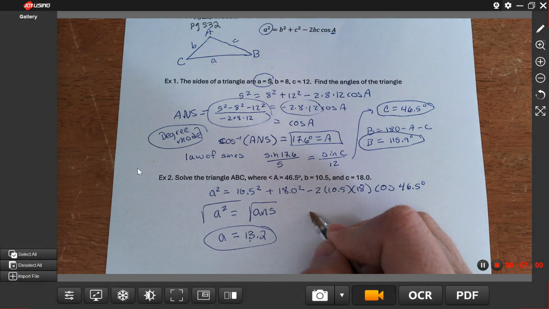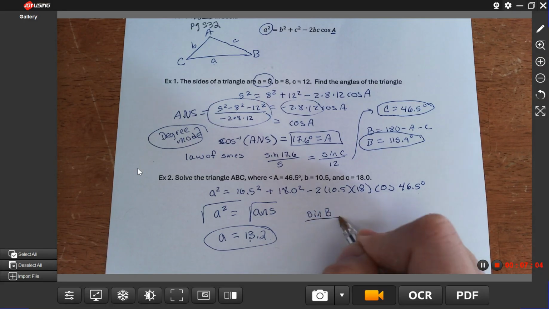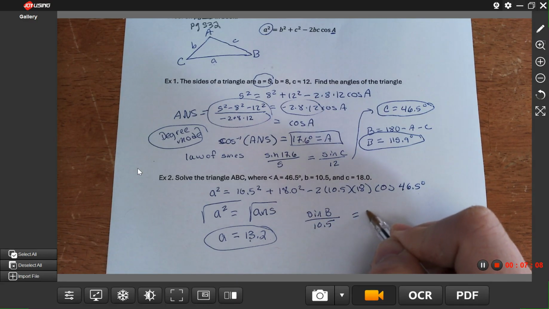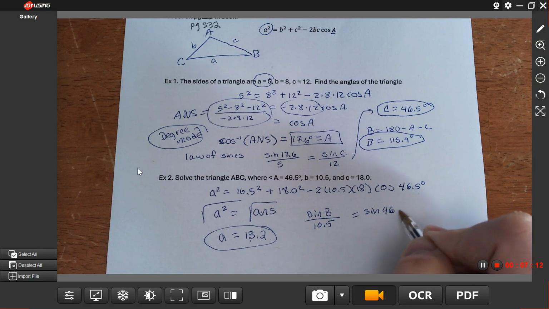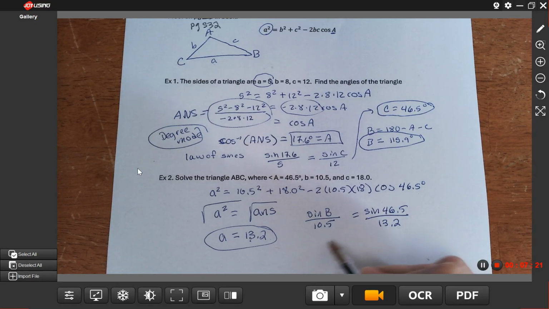So if we go for angle B, it doesn't actually matter which one you go for next, but I would have sine of B over side B equals sine of A over side A, and then solve that. At the end, you're going to have to take an inverse sine to find the missing angle, and you will find the angle B is 35.1 degrees.